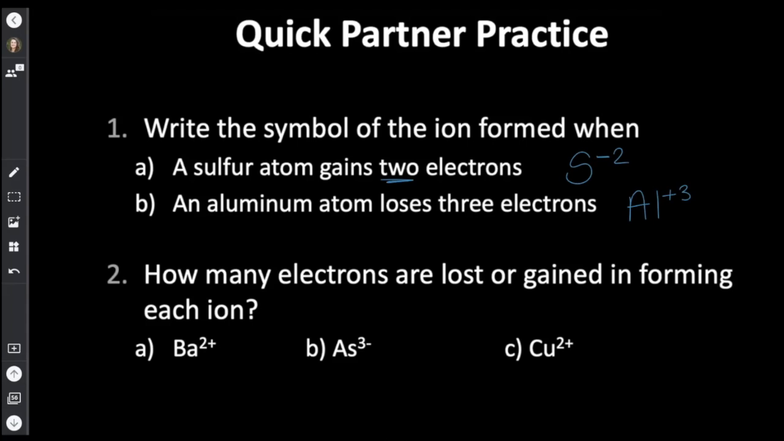Let's look at the following. How many electrons are lost or gained? Barium 2+. If I'm now positive, what did I do to the negativity in my life? I lost it. Lost 2. Think of it in terms of lose and gain. Arsenic 3-, I gained 3. And then copper 2+. How did I get positive? I lost 2. Questions? Those of you online, are we good? Awesome.